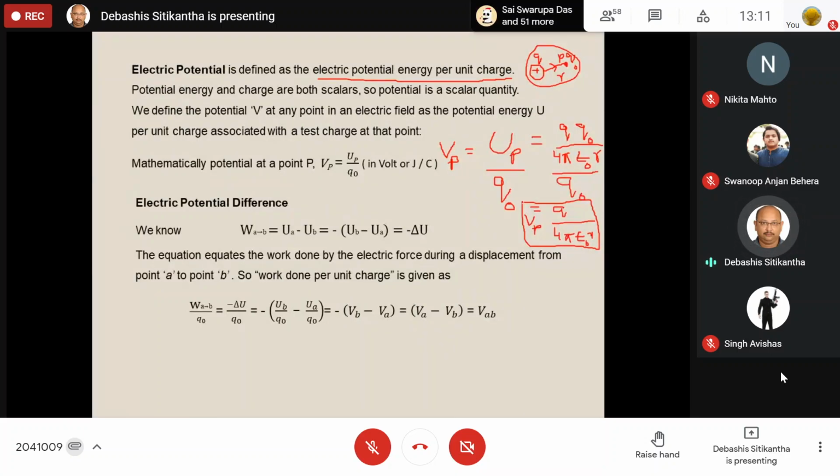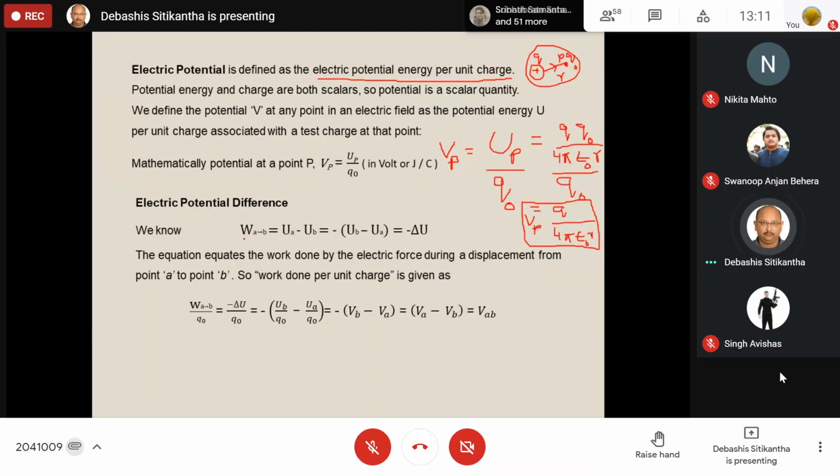Next comes your electric potential difference. As I told you, rather than the electric potential, we as engineers are more concerned about the electric potential difference. This electric potential difference can be defined as the work done in moving a charge inside an electric field from one point to the other divided by the charge. Just have a look at this equation. It is the work done in moving a charge from one point to the other divided by the magnitude of the charge.